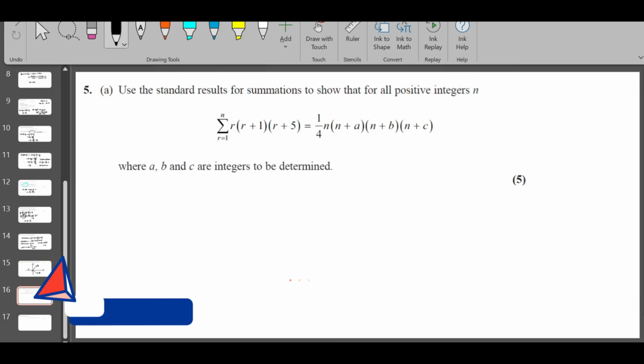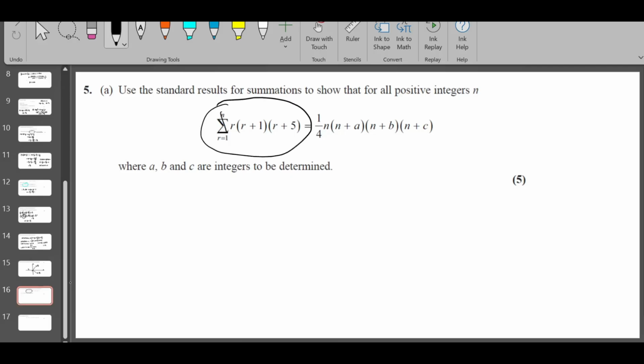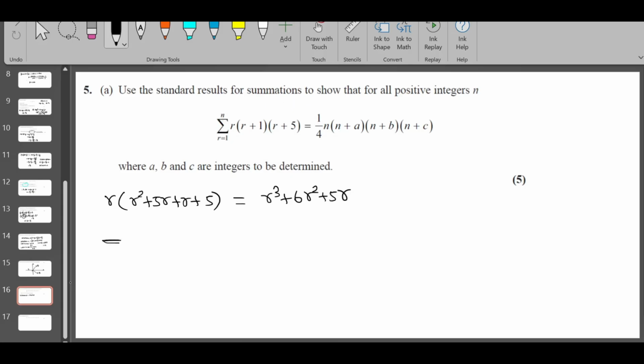Use the standard result for summations to show that for all positive integers n, this is equal to this. So I'm going to take this first without the sigma notation and open the bracket. r times r squared plus 5r plus r plus 5, which is going to be r cubed plus 6r squared plus 5r, right? So the sum of r times r plus 1 times r plus 5, r from 1 to n. Use the expanded one, r cubed plus 6r squared plus 5r, put it in a bracket.